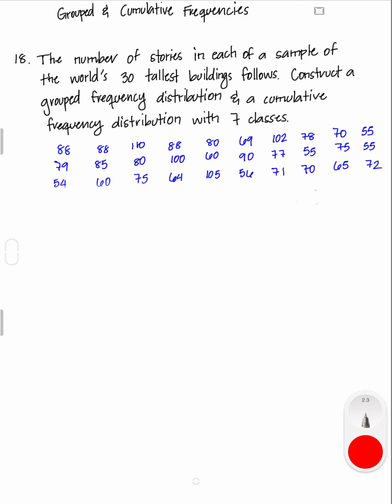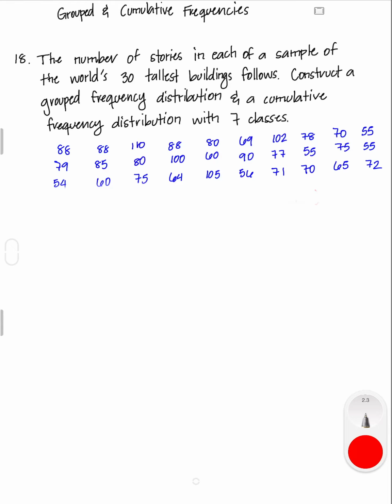Hello everyone, in this video I'm going to go over how to create a table for grouped and cumulative frequency distributions. I'm going to be using exercise 18 on lesson 2.1 just to show you an example of how to create this type of tables and distributions. For this example, we have the number of stories in each of a sample of the world's 30 tallest buildings, with the data given to us.